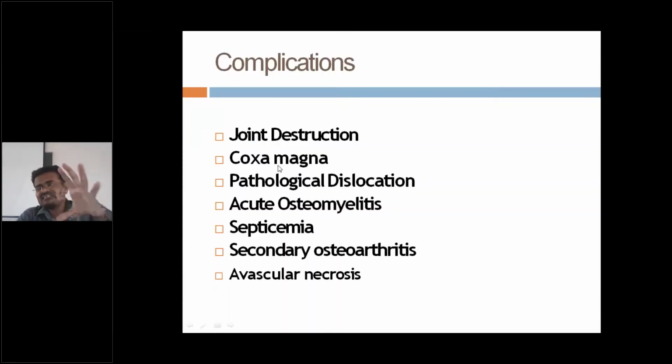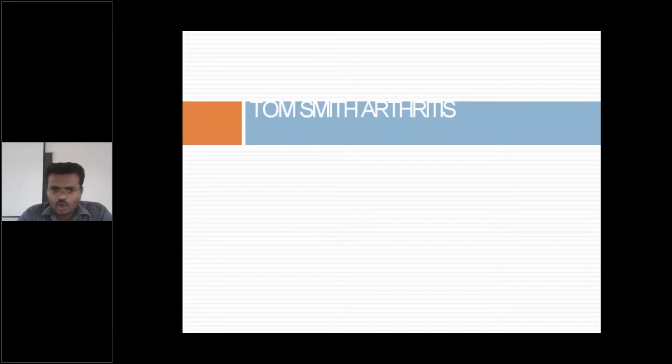Coxa magna is nothing but increasing the size of the head. That is a different entity, not needed now. Tom Smith arthritis. This is very important. In septic arthritis, this kind of Tom Smith arthritis will come in infants. So what is the importance? This is also a type of septic arthritis, but that septic arthritis coming in the infant.